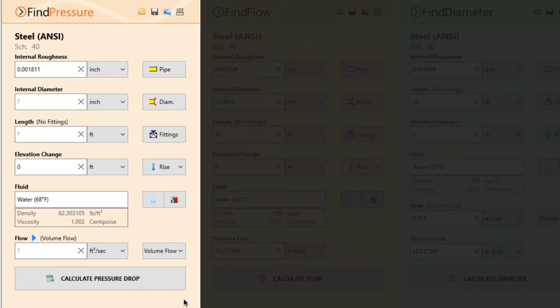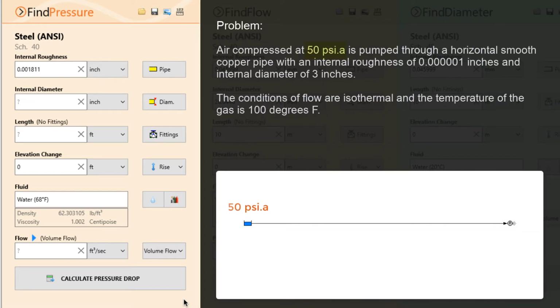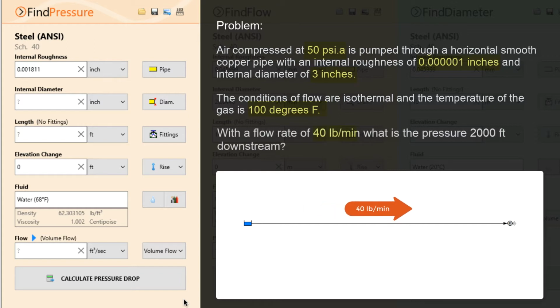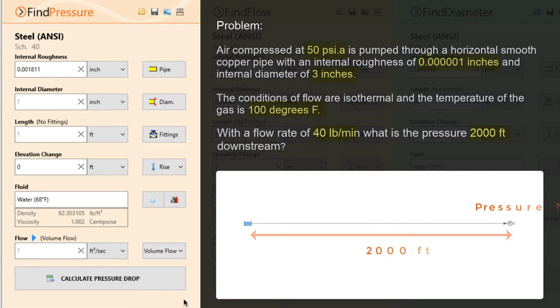In this example, air is compressed at 50 psi absolute and is pumped through a horizontal smooth copper pipe with an internal roughness of 1 times 10 to the minus 6 inches and an internal diameter of 3 inches. The conditions of flow are isothermal and the temperature of the gas is 100 degrees Fahrenheit. With a flow rate of 40 pounds per minute, what is the pressure 2,000 feet downstream?